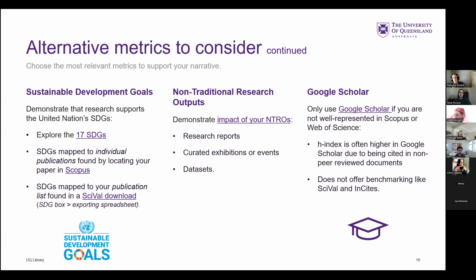Google Scholar, so we say only use Google Scholar if you're not well represented in Scopus or Web of Science. And I know traditionally in the health medical field, researchers are generally pretty well represented. So for this particular group, I would be saying, yeah, avoid using Google Scholar. I know as an early career researcher, it might be tempting. We recommend using Scopus or Web of Science as the primary source. And then if you feel like Google Scholar adds weight to what you're trying to say, you can use it, but it doesn't offer benchmarking like SciVal and Insights does either.